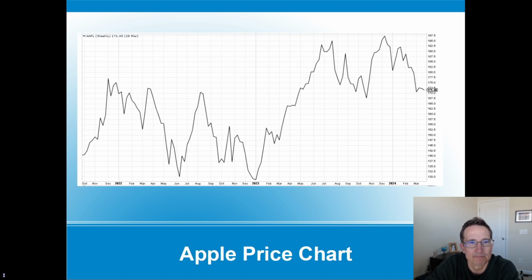All right, so here's a price chart of the Apple price, and you can see it's basically just a squiggly line going from left to right. So a chart like this would be almost impossible to trade, which is why traders will use indicators.